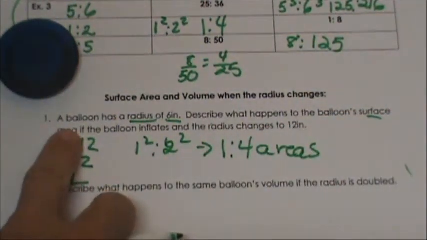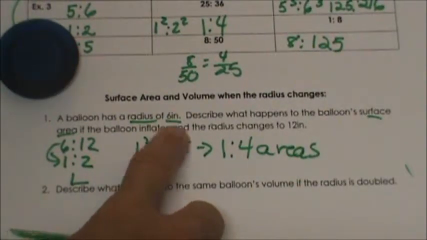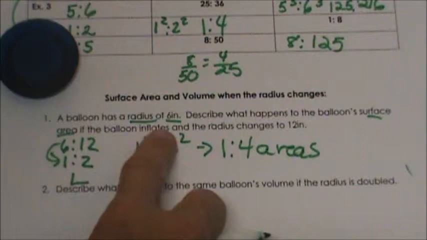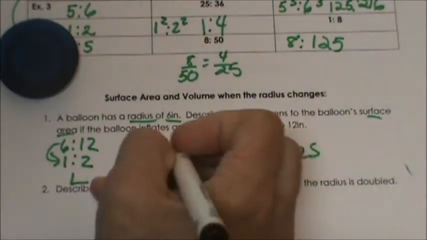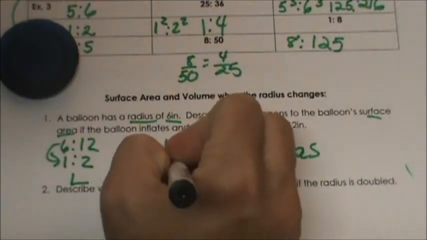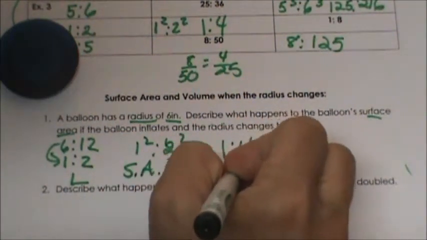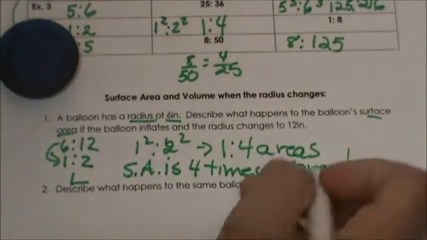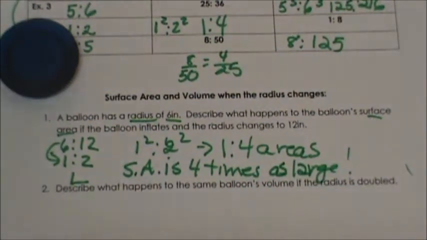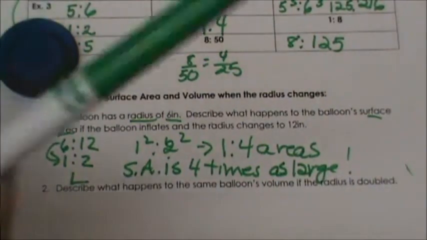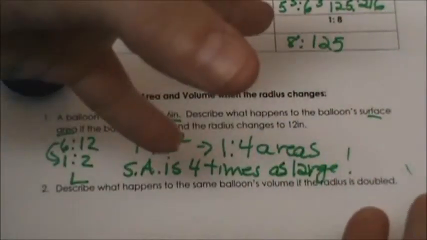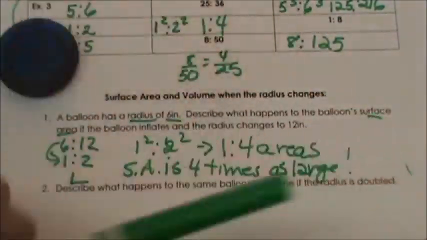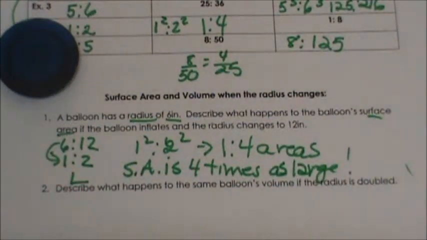Okay, so if a balloon has a radius of 6, describe what happens to the balloon's surface area if the balloon inflates and the radius changes to 12. Well, the surface area is 4 times as large. It's 4 times bigger, okay? It's 4 times the original surface area of the first one. So if the first one has a surface area of 10, then the bigger one has a surface area of 40. It's 4 times bigger than the surface area of the original. Okay? And as you do more of these, it'll make more sense as we practice.